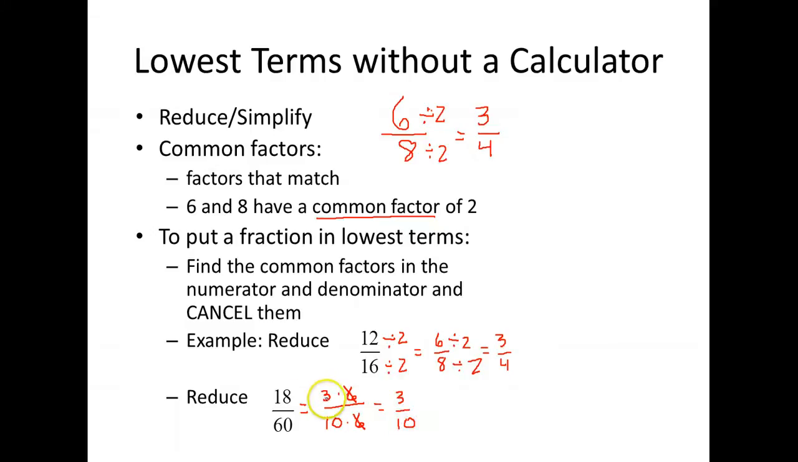So that's another way you could do it. You could write out the 18 as multiplication and the 60 as multiplication and cancel all the things that are the same.